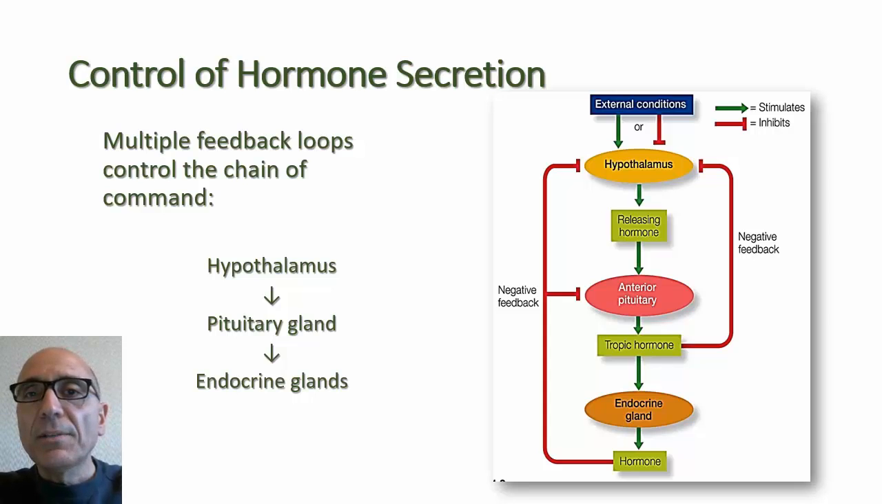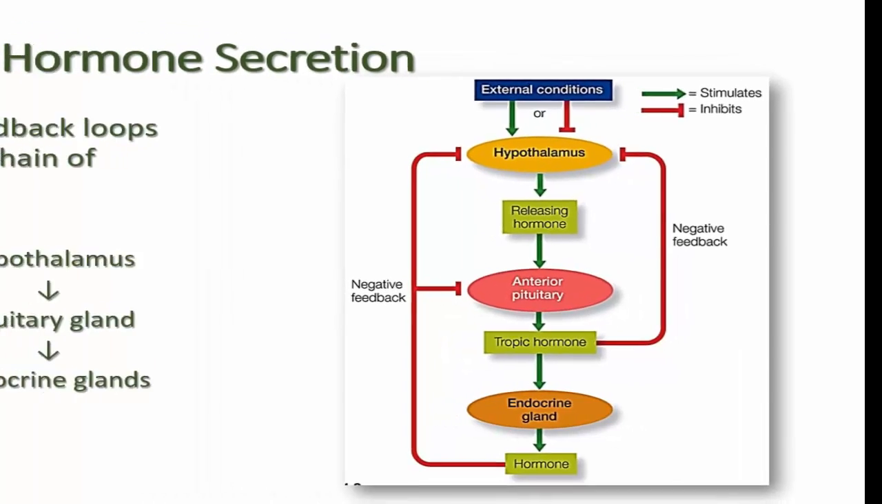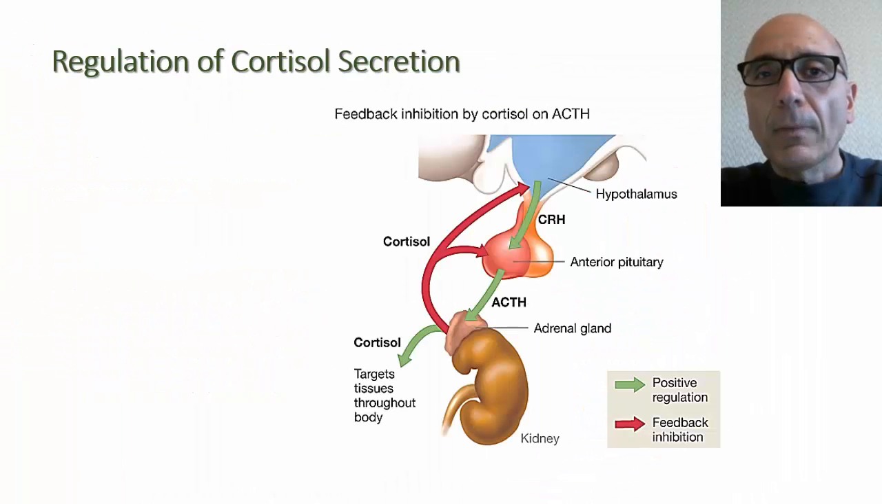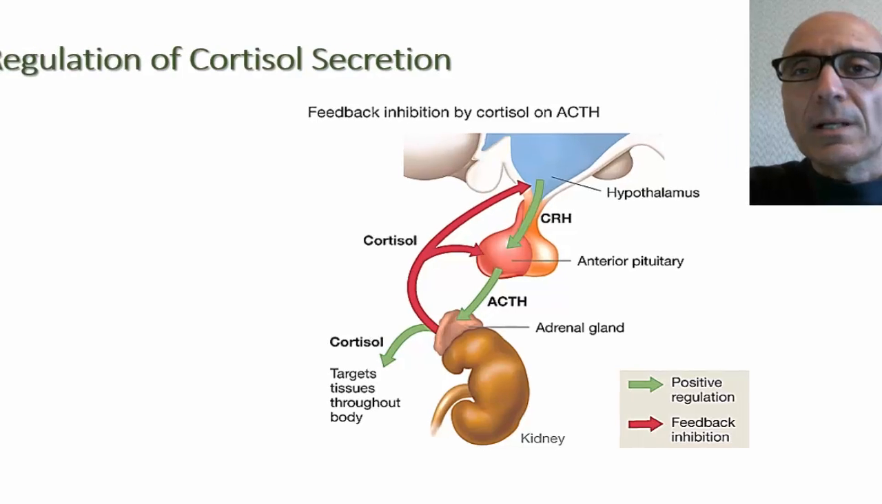Hormone secretion by different endocrine glands is under the control of a chain of command, from the hypothalamus to the pituitary gland to the endocrine glands. This chain of command is regulated by multiple negative feedback loops. Let's take the example of cortisol secretion and how it's controlled by the hypothalamus, pituitary gland, adrenal gland axis.